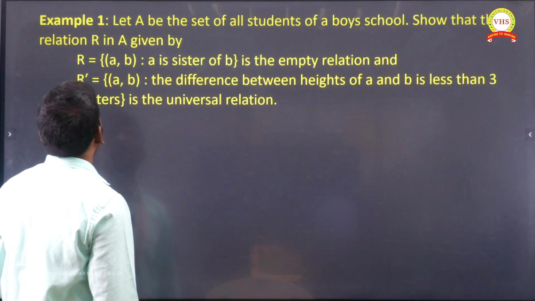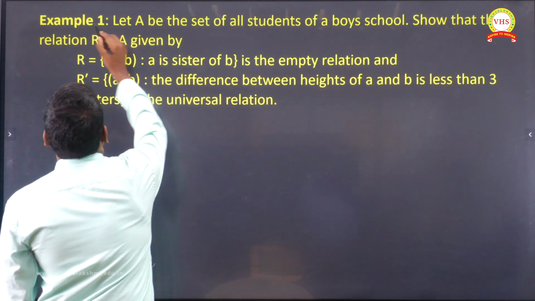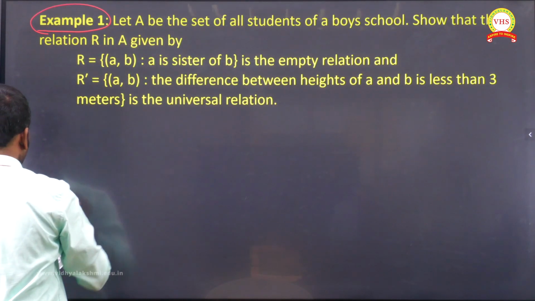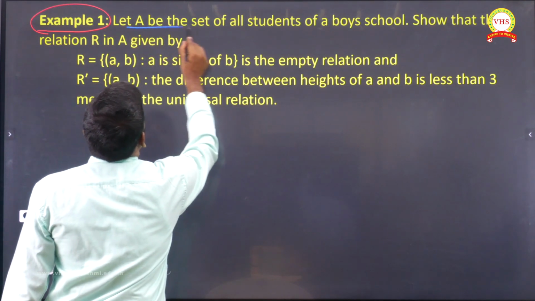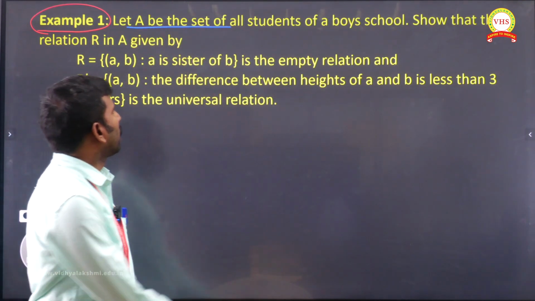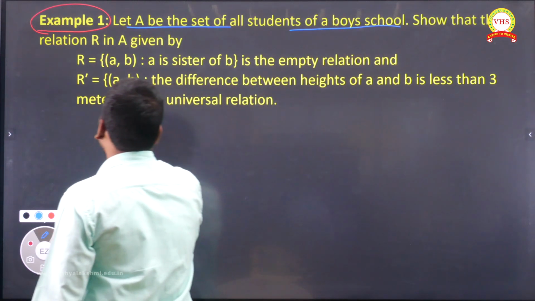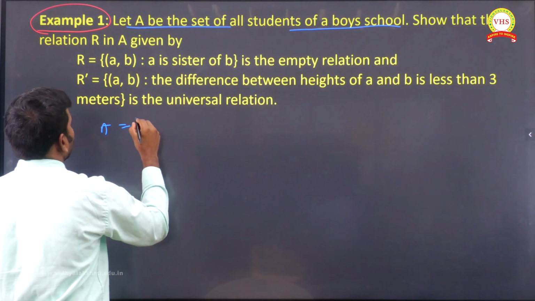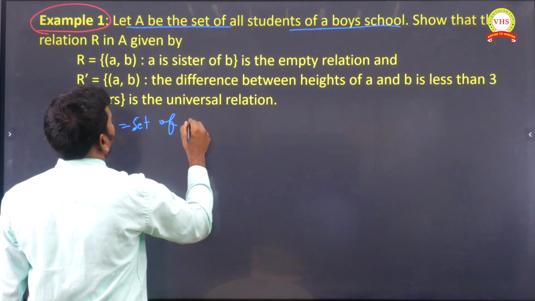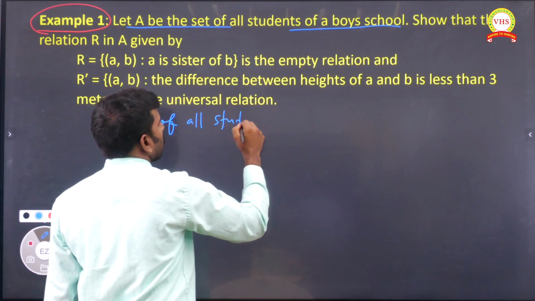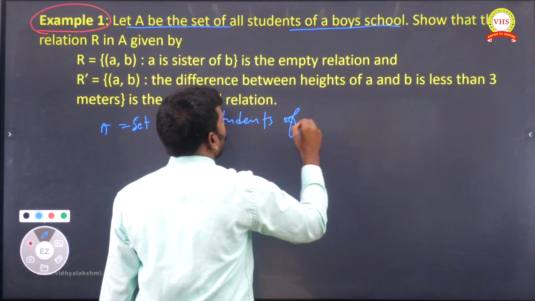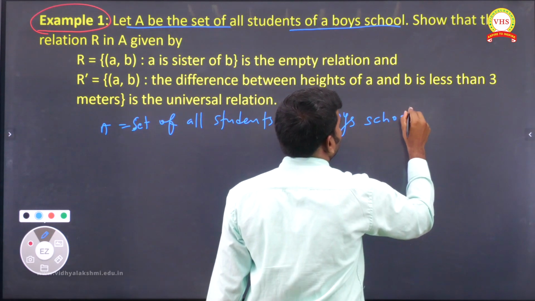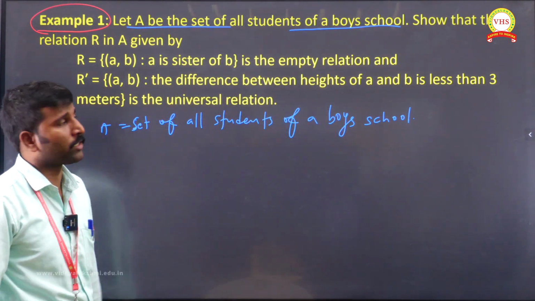Based on that, we will go through one more example. We are taking one example question. Let A be the set of all students of a boys school. What they are telling is A is equal to the set of all boys students of a boys school. Then what does it mean? Everybody is a boy in this school.